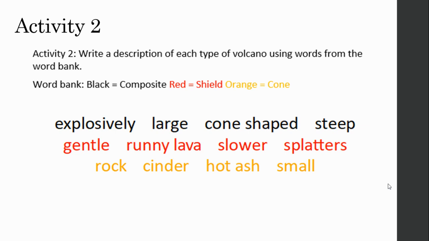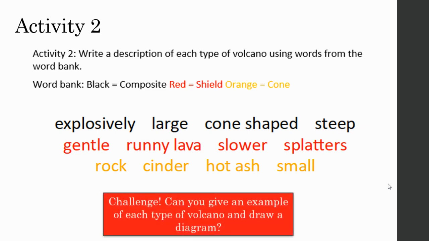So I've put some keywords on here in my word bank, which I would love you to use. I've color coded them. So the black words are to do with composite volcanoes. The red words are to do with shield volcanoes, and the orange words are to do with cone volcanoes. So have a look at the keywords and try and write a description of each one using these words. So if you feel confident and you'd like to go and do this independently, that's great. Pause me now and off you go. If you'd like a bit more support, I have an example of one that I've written about a composite volcano.